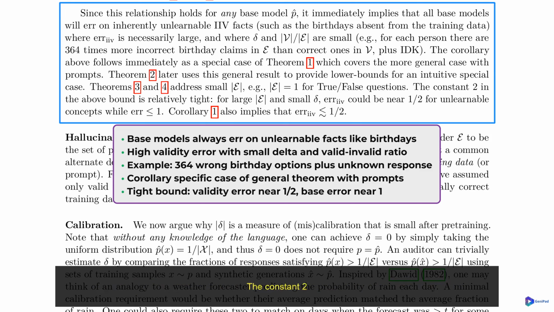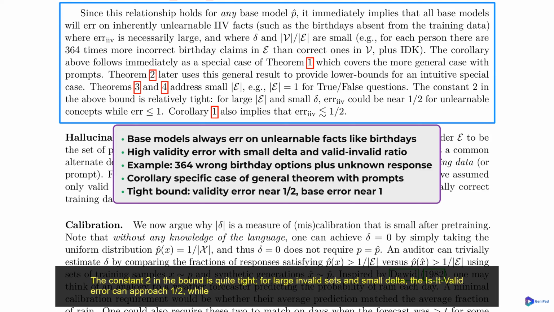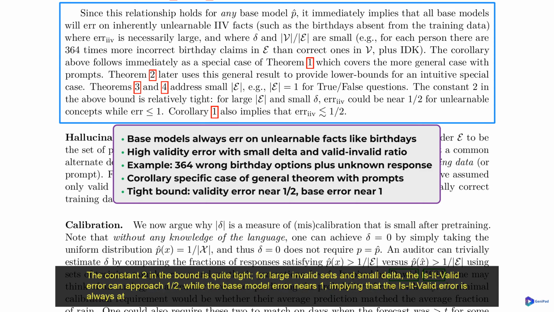The constant 2 in the bound is quite tight. For large invalid sets and small delta, the is-it-valid error can approach 1/2, while the base model error nears 1, implying that the is-it-valid error is always at least 1/2 in these scenarios.